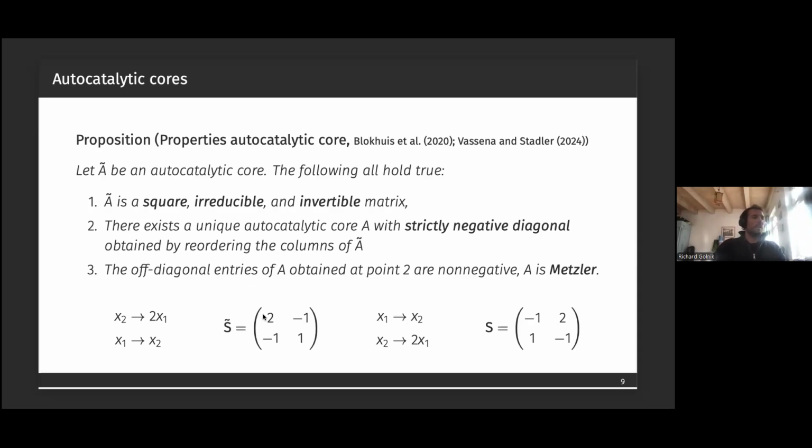So back to the example from before. When we switch just these two columns here, we obtain a matrix which is a Metzler matrix. And one other thing that can be seen from this Metzler representation is another property of an autocatalytic core. This property is that every reactant, every metabolite, is a reactant for one reaction and one reaction only. And each of the reactions has one reactant, just one.